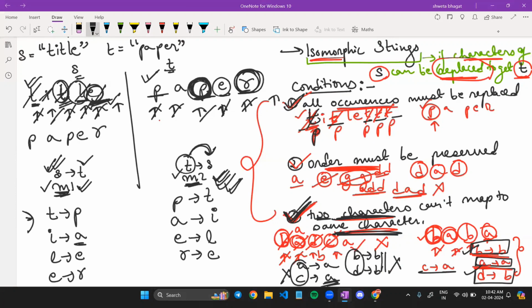Now we can see that we have clearly processed all the characters of strings S and T, and we have not got any invalid cases, correct? So it means that both of these strings are isomorphic, correct? And we'll simply return true. Fine. Now, I hope it's clear to you all. So let's quickly code this.